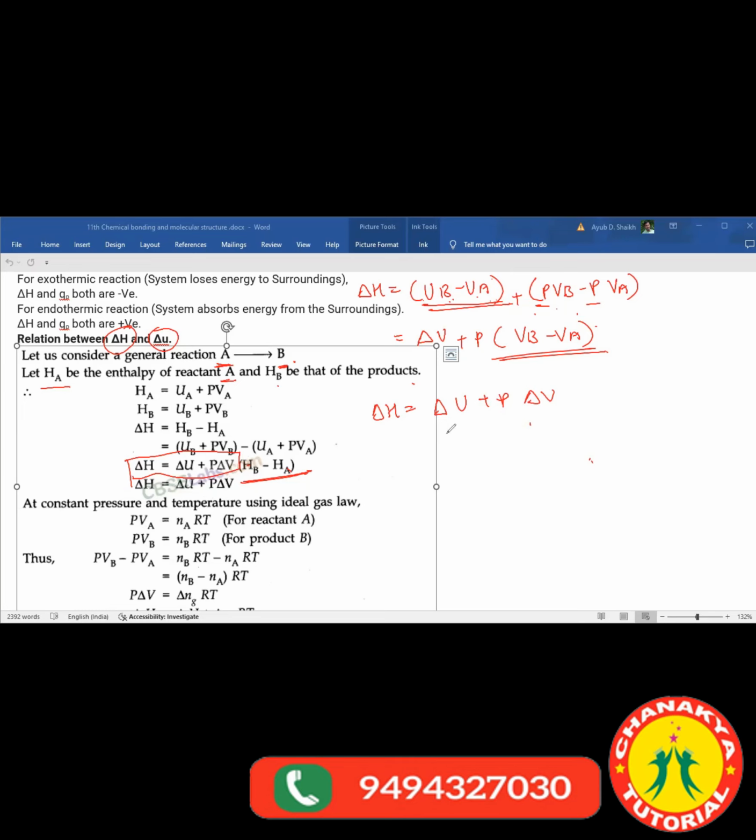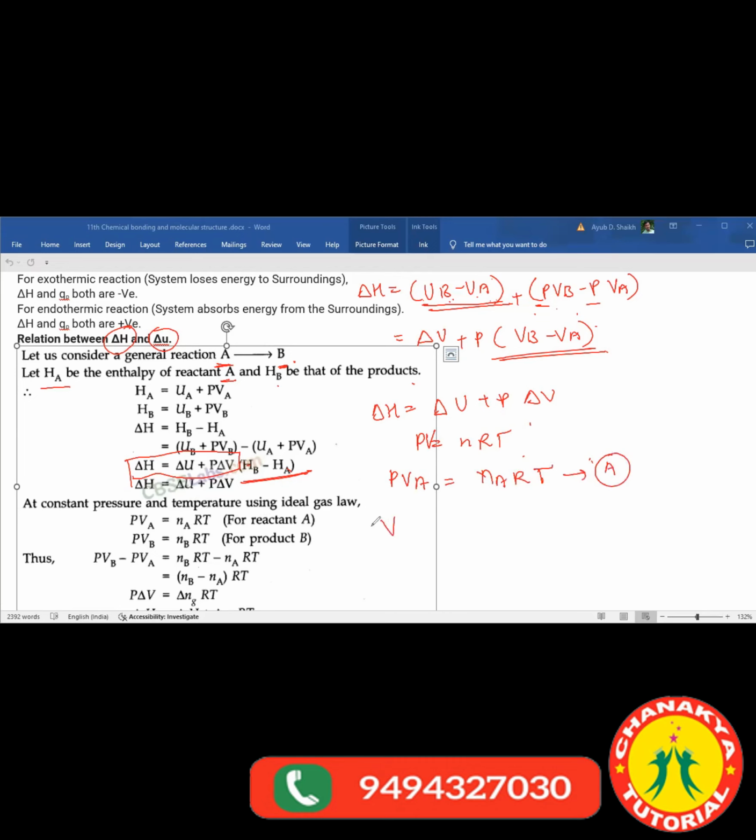So here, if P is equal to nRT, then PV is equal to nRT, I guess. P extensive and V is equal to nRT. Correct? It was like that. So I will get what over here? PVA is equal to NA RT. This is for the reactant A.